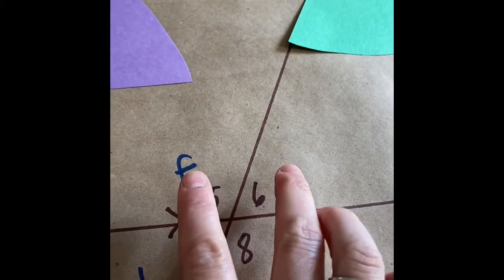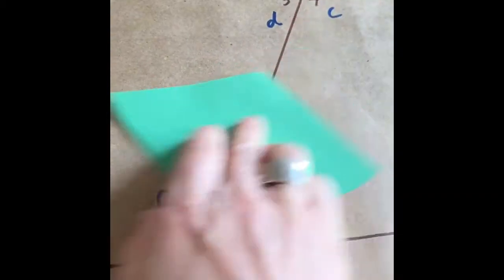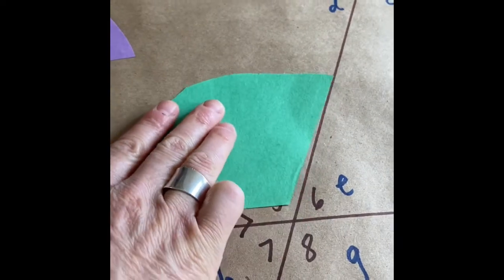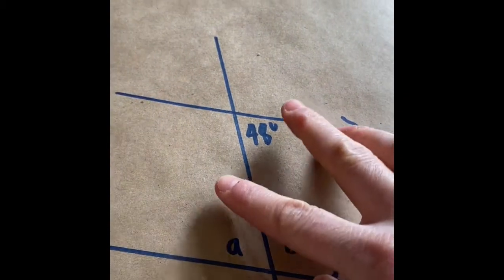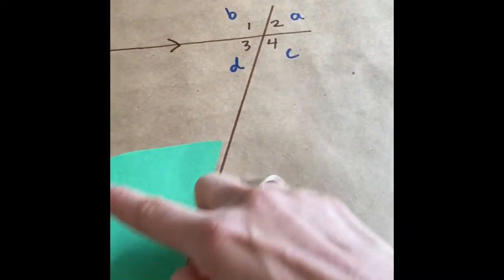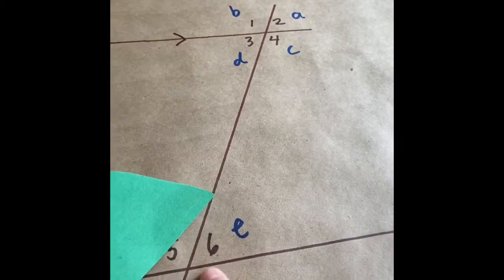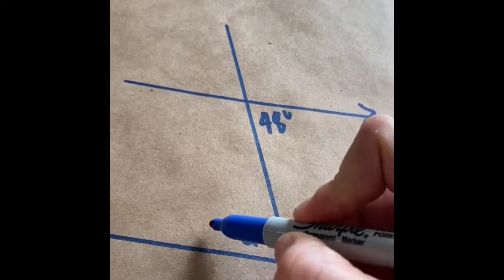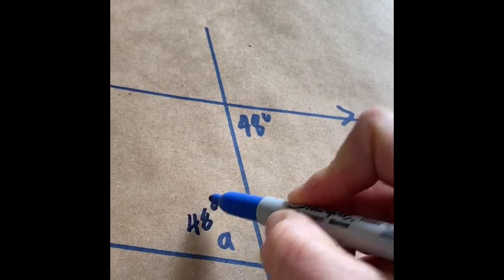Okay, well, we can see by observation that this and this should be the same. That means 48 and A should be the same. Those two are alternate because they make the letter Z. So I know over here, my A is going to be 48 degrees.